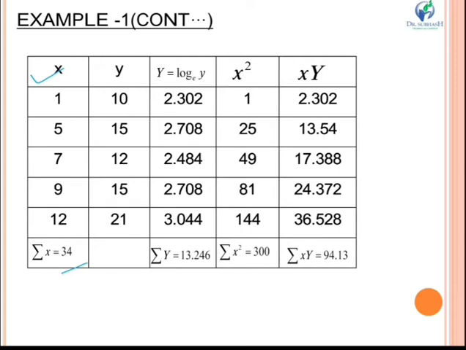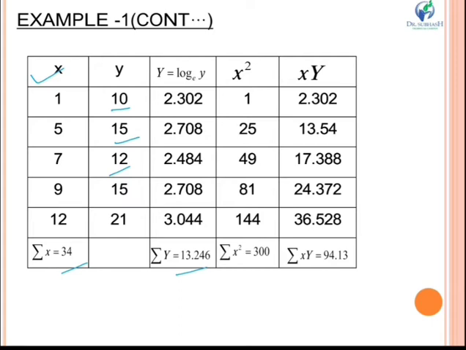I will find the values of small y. Now consider here the natural logarithm, that is ln. ln of 10, ln of 15, ln of 12, and so on for the rest of the values. You get the values of capital Y. When I add all the values of capital Y, I get 13.246 as my sum.